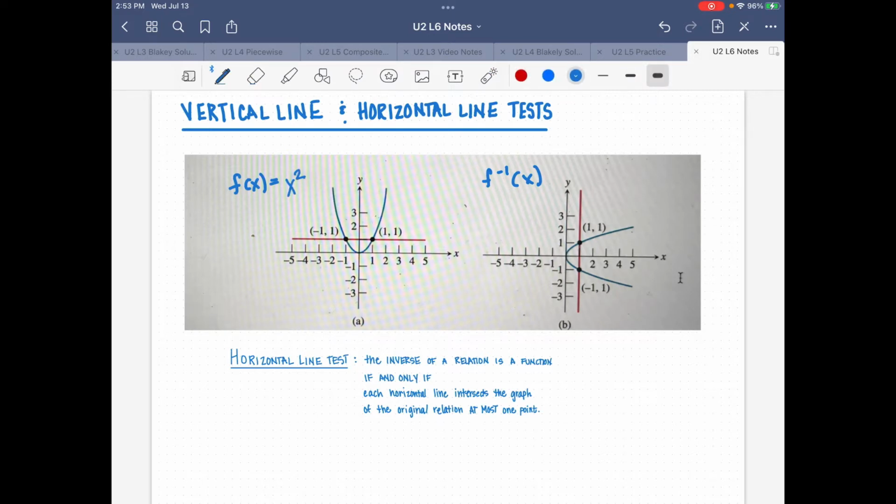So this is the graph of x squared. It's a parabola, okay? And we know that it's a function because it passes the vertical line test. It doesn't matter whenever we draw vertical lines, it only passes through one point at a time. So this is a function. We know it's a function.